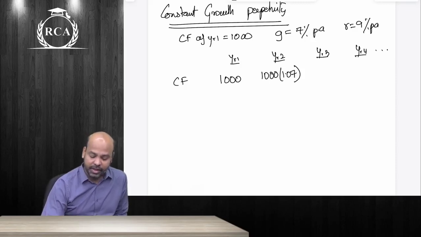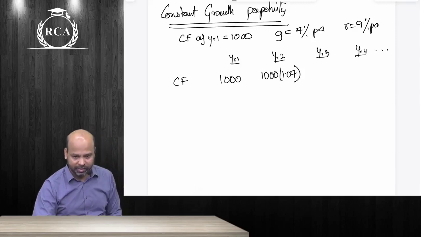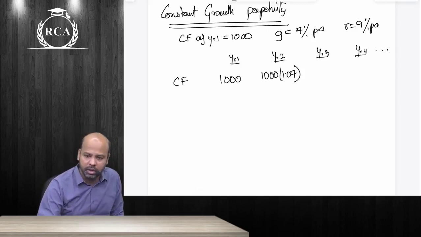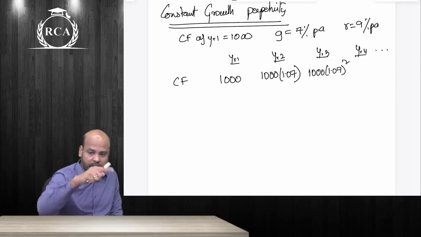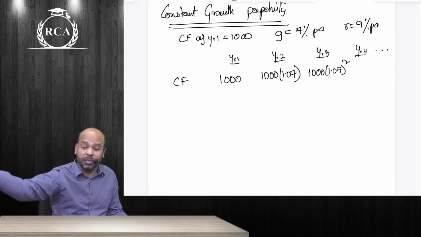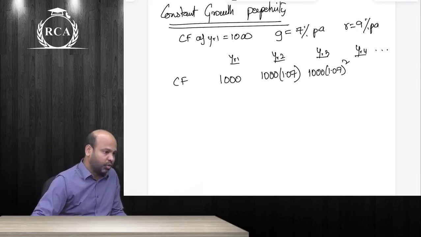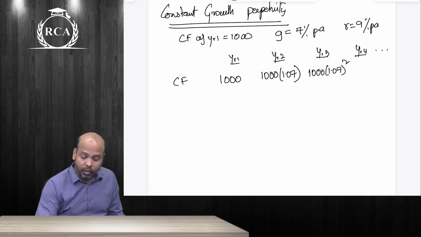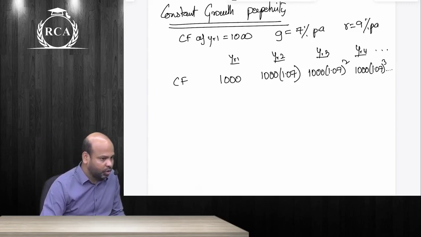What will be the cash flow in the third year? 1000 plus 7%, 1000 into 1.07 only. What will be the cash flow in the third year? Can I write that as 1000 into 1.07 whole square? 1070 in turn will increase by 7%. That will become 1000 into 1.07 whole square. What will be the cash flow in the fourth year? 1000 into 1.07 whole cube.